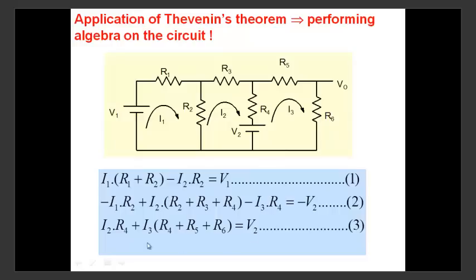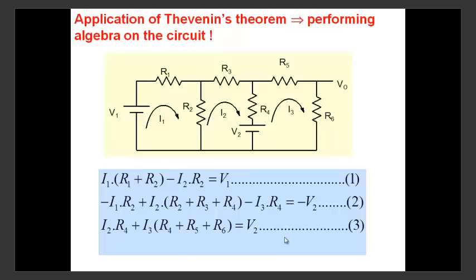Now, as we said, circuit analysis is transforming a circuit into a set of equations and solving those equations. So now how would you solve these three equations? We have three variables, I1, I2, I3. So how would you solve?